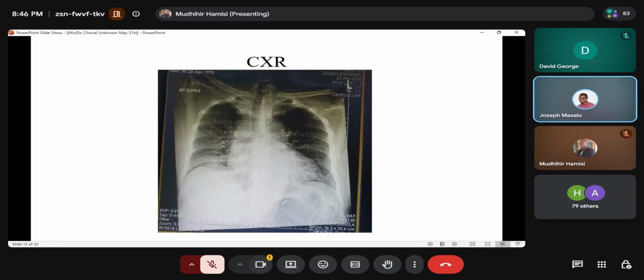Yeah, what I'm seeing here, Mudhihir, is the infiltration more on the right lower zone. The right lower zone is the dominant side to be affected in a patient who aspirates, a patient who was choking while they were feeding the patient. Or we have to educate the public. You should rush a patient like this to the hospital, not feed them.